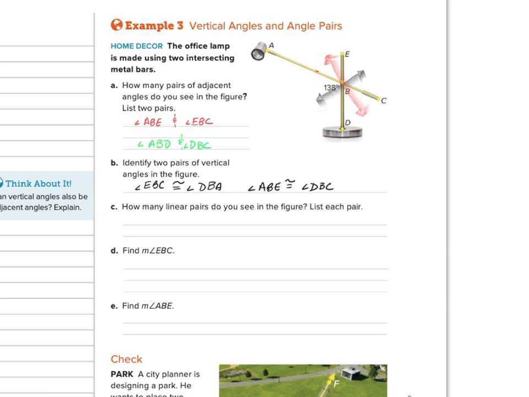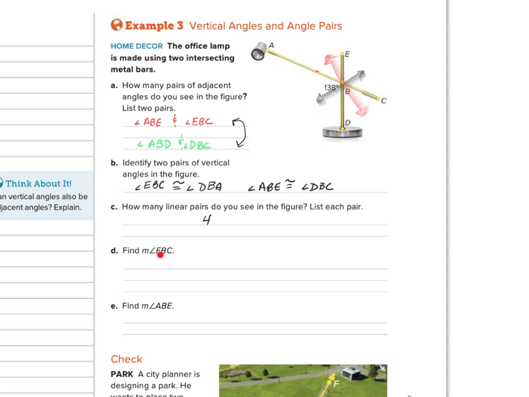How many linear pairs do you see in this figure? 1, 2, 3. I actually see 4. We listed 2, but we also had 2 more that we could have looked at. This angle and this angle form a linear pair, and then these 2 over here form a linear pair. So that's one of those things that we could have identified.